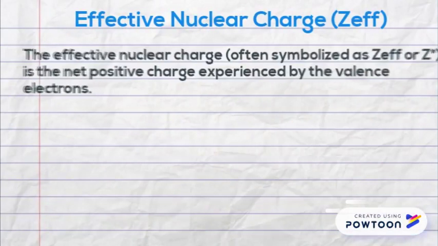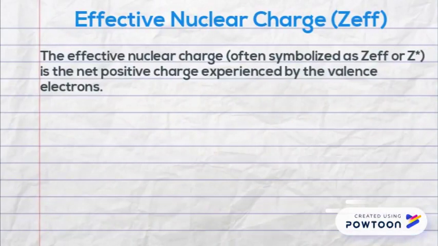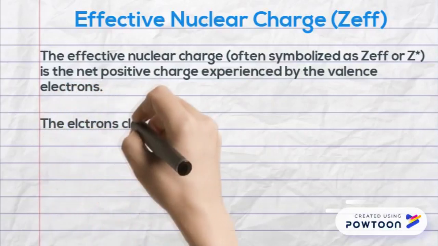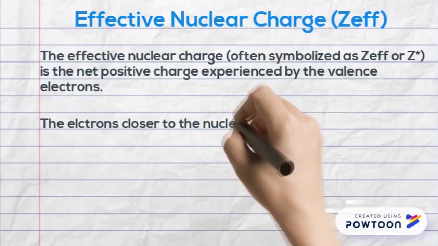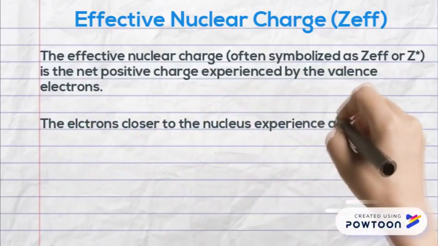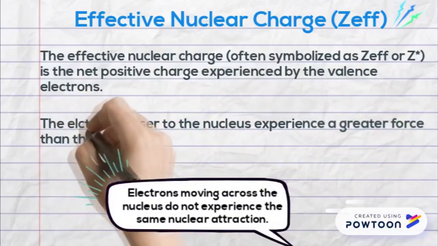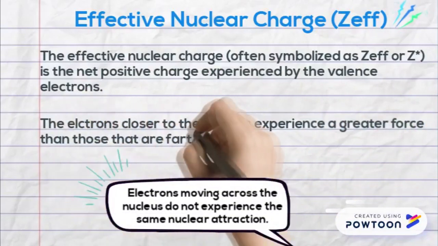So what is ZEF, or the effective nuclear charge? Well, it is the positive charge experienced by the valence electrons. Those electrons closer to the nucleus experience a greater force than those that are further away. Electrons moving across the nucleus do not experience the same nuclear attraction.